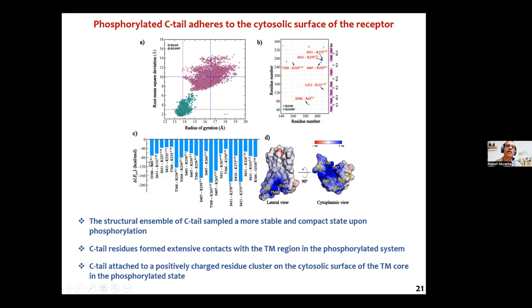Then we calculated the energy change between the C-tail residues and the transmembrane core residues, and we found that there are many stabilizing interactions between the C-tail residues and the residues at the cytosolic surface of the receptor, mostly positively charged residues. Here we are showing the surface charge potentials, and we know that many class A GPCRs have a positively charged cluster of residues on the cytosolic surface. That corroborates with the finding that the C-tail interacts strongly with the intracellular surface of the receptor, and that induces the conformations in the transmembrane core.